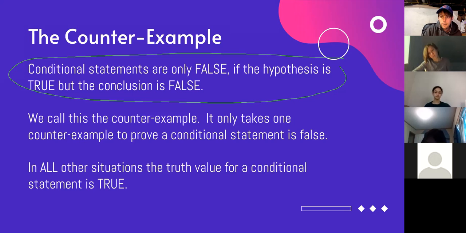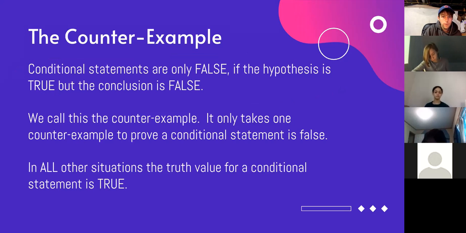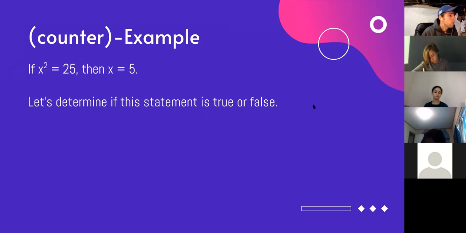All right, let's see what we can do with this. So here we have a conditional statement. We have if x squared is equal to 25, then x equals 5. So this is our hypothesis.